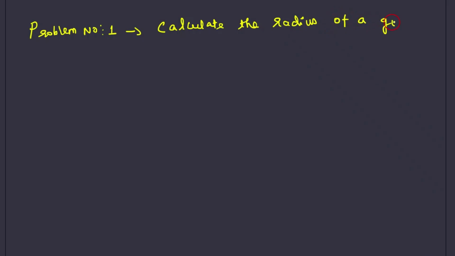Okay, then first problem, problem number 1. Calculate the radius of a gold nucleus, where A is equal to 197. So this is the question. Calculate the radius of the gold nucleus, where A is equal to 197. Here A should be the mass number.